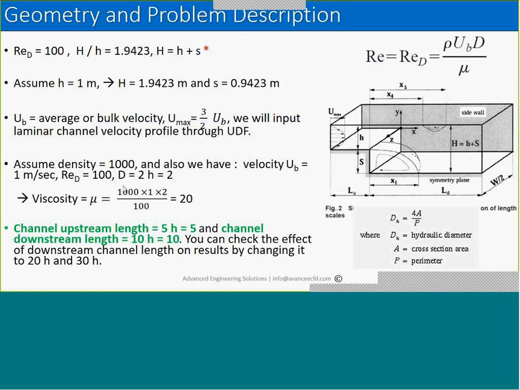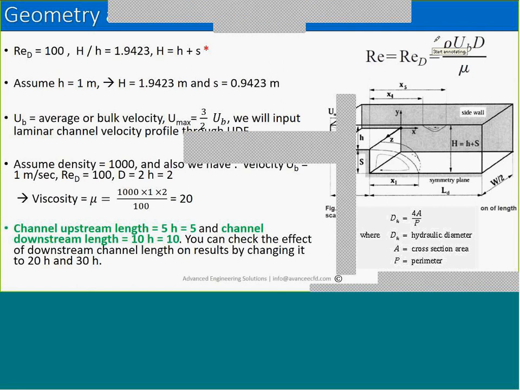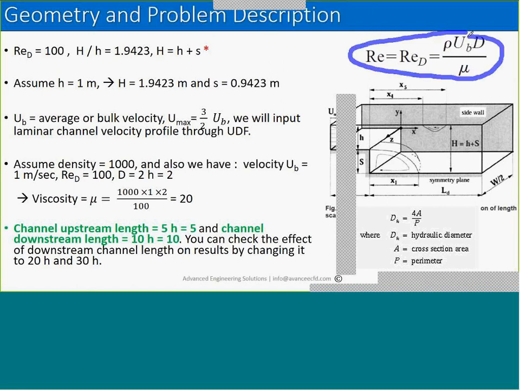Okay, so diameter is now 2. And from the Reynolds number we find out the viscosity, because the Reynolds number is 10,000, which we assume ourselves. Velocity is 1 meter per second, diameter 2. So the only remaining parameter is the viscosity.